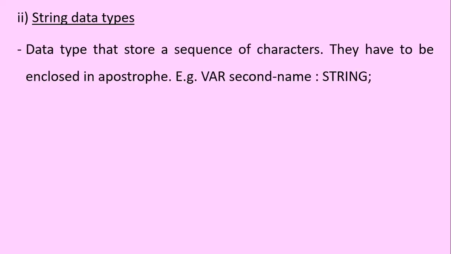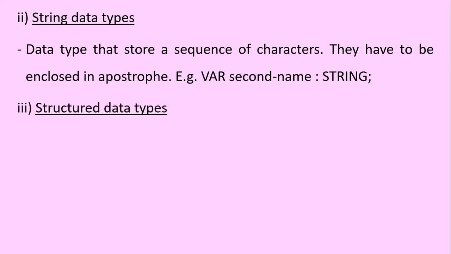Let's now look at the string data types. This is a data type that stores a sequence of characters. They have to be enclosed in an apostrophe. An example is var second name, then string.